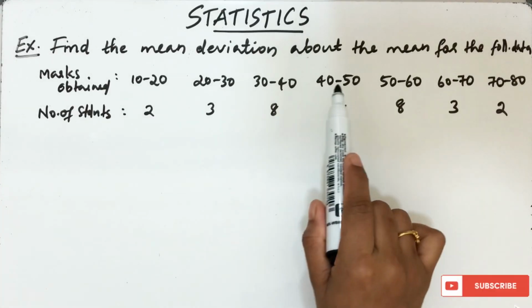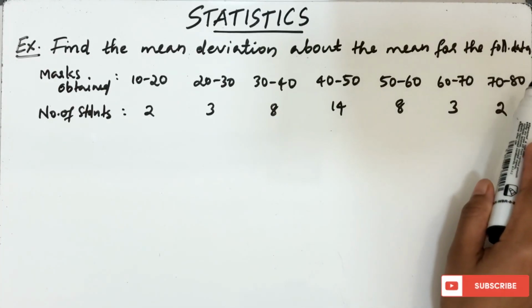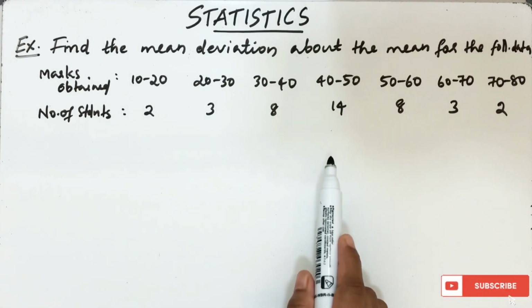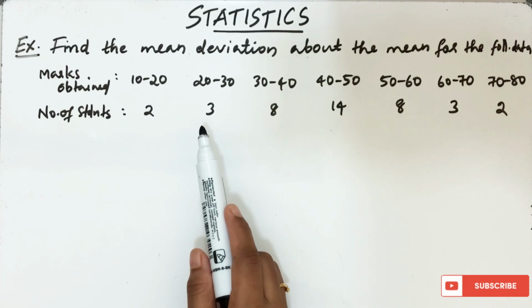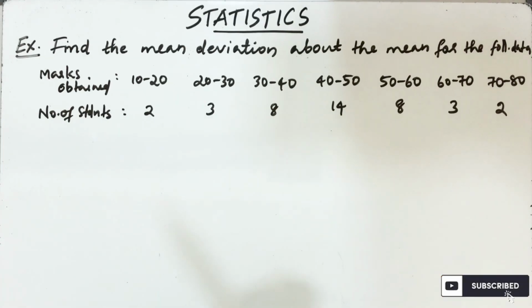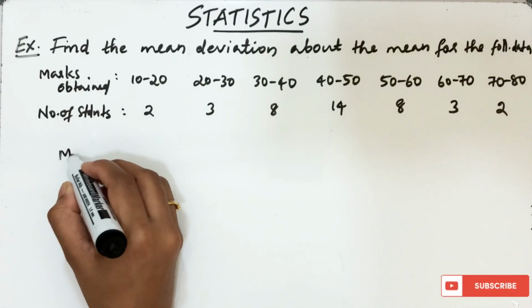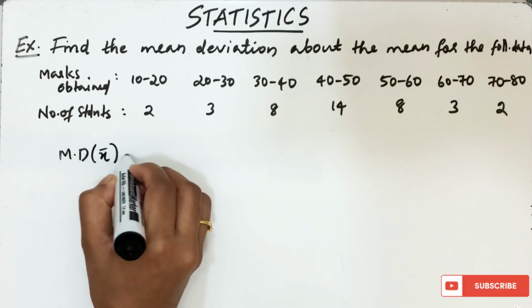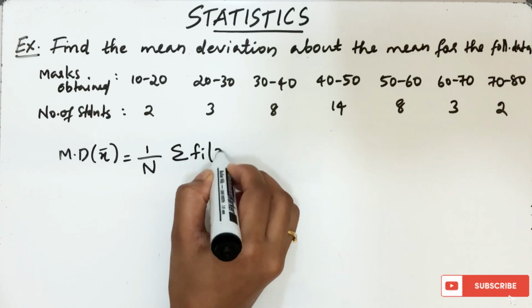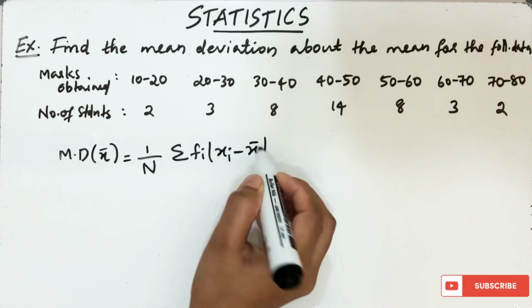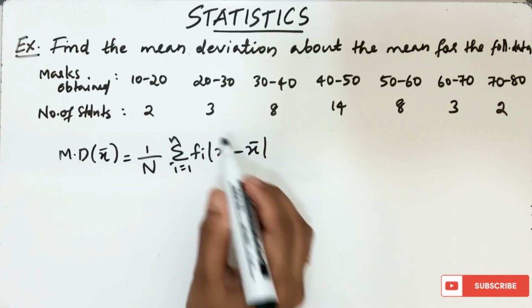Example: find the mean deviation about the mean for the following data. Here the data is given as a continuous frequency distribution. What is the formula for mean deviation about mean? Mean deviation about mean is equal to 1 by n into sigma fi into mod xi minus x bar, i from 1 to n.